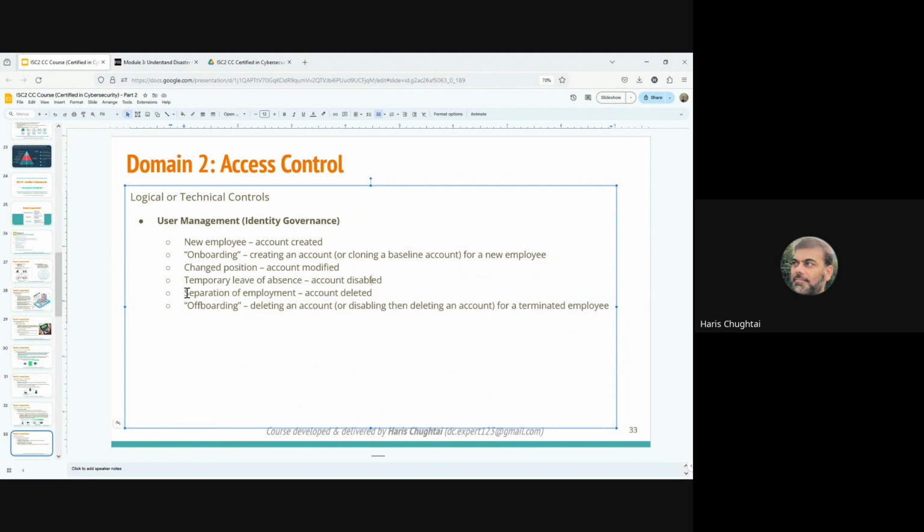Now, let's say you change jobs and move out of the company. They will delete your account immediately. This part comes into the offboarding process. So you have onboarding and then offboarding. These are the things.